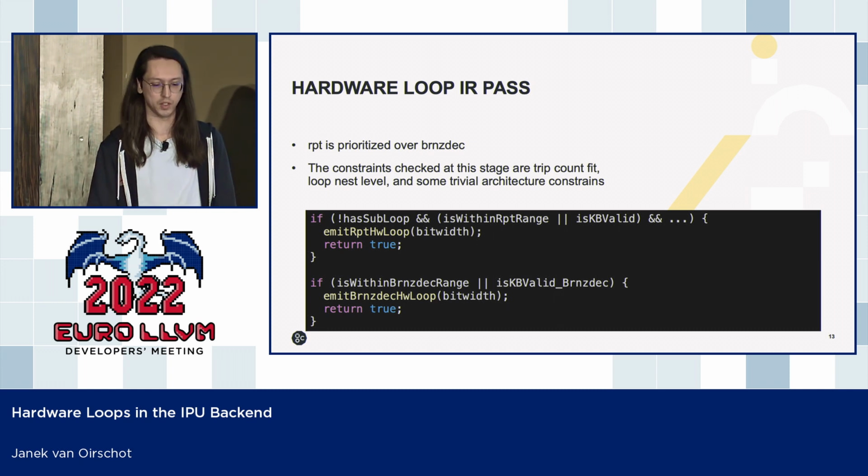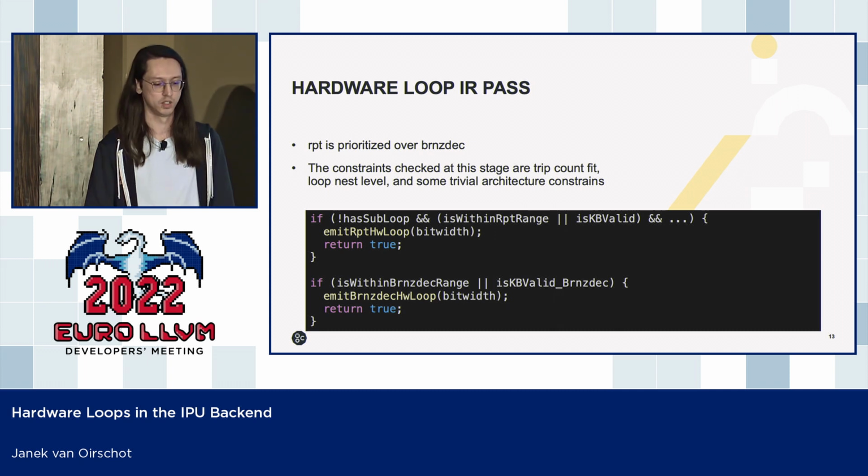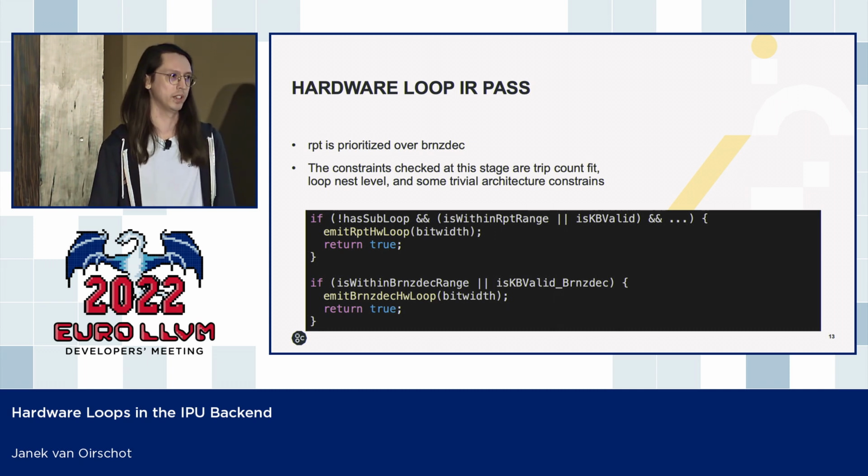So to finalize our implementation of this hook, the repeat is prioritized over the branch on zero decrement, and the constraints that we check are whether the repeat is the innermost loop, so whether it has a subloop or not, and also whether the range is fit for these instructions. So in repeat's case, we have the is within repeat range, which uses scalar evolution to deduce the trip count and see whether that fits within repeat.